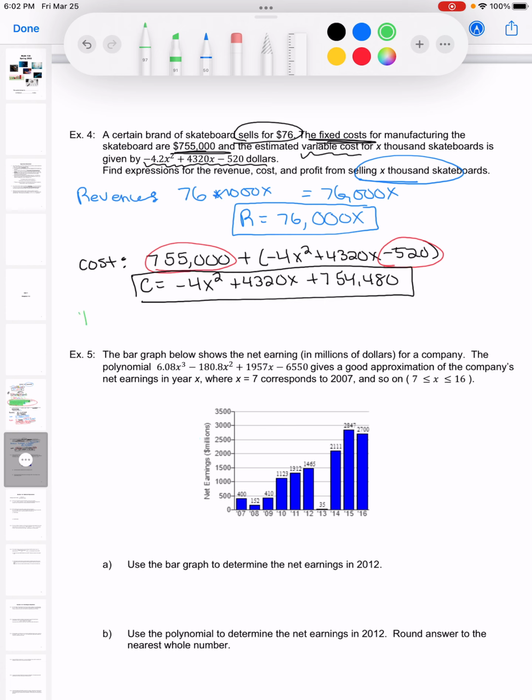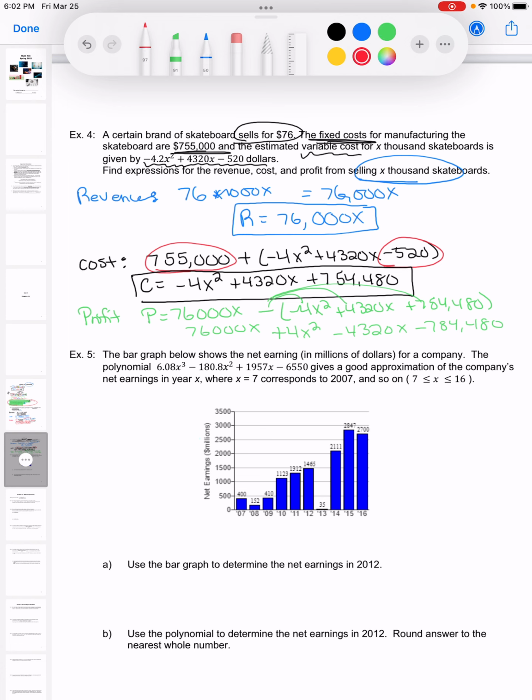And then finally we have the profit. The profit is the revenue minus the cost. So my profit is 76,000X minus, and remember I've got to put that entire cost in parentheses. It's important that we use those parentheses so we can distribute the negative and change the signs of everything inside there. I haven't done anything to the first 76,000X.